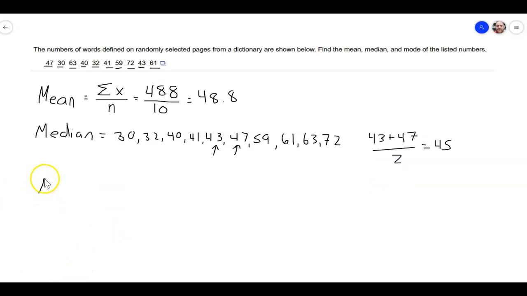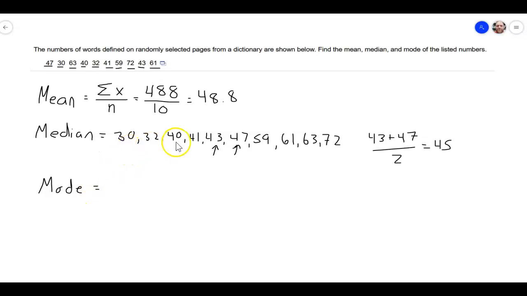And finally, our mode. Our mode is the easiest of the three. That's the one that occurs most often. So what value occurs more than every other value? And we can have multiple modes as well. As long as there's at least one value that occurs more than another value, then we have a mode. In the case that there's no value that occurs more than another value, then we say we have no mode.